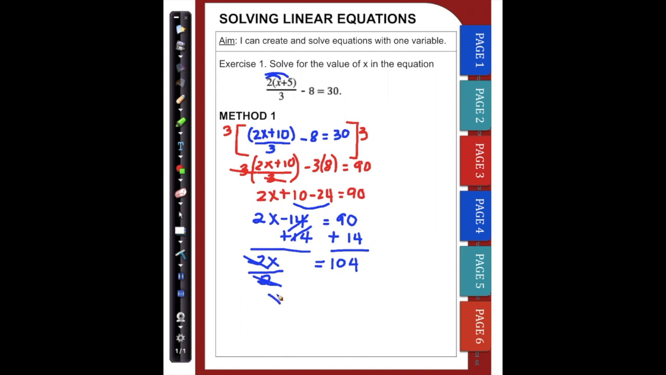And then 104 divided by 2 should give us 52. Okay, what does this mean? x equals 52 is the solution to the equation. It makes the equation true. But how do we know that? How do we know that it's really 52? Okay, take note of the question, because I'm going to pose that again after the second method.